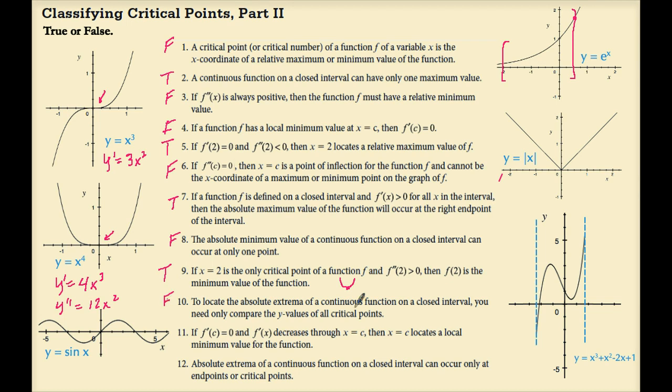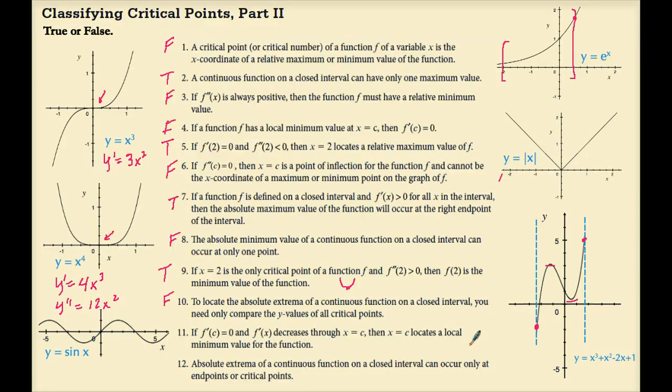Notice I have a graph here where the critical points occur and a local max and min occur. Yet, because this is a closed interval, the absolute min and the absolute max do not occur at the critical numbers. A better way to state this would be to say, to locate the absolute extrema of a continuous function on a closed interval, you must compare the y values of all critical points and endpoints.